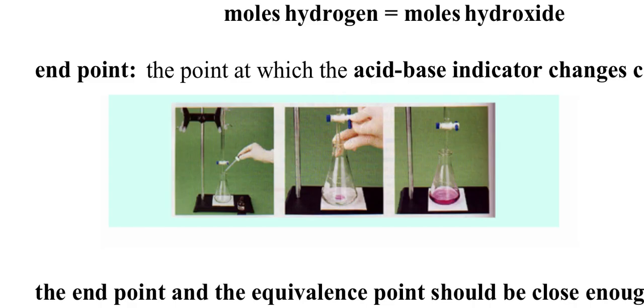In the photo here on the left, you can see the indicator being added to the acid that is in the flask, and the base is in the burette. In the middle photo, they are carefully adding the base to the acid. You can see it start to turn pink. And then on the photo on the right, we've added enough base to neutralize all the acid in the flask. We have a slight pH change, and then the acid-base indicator changes color. It goes from colorless on the left to pink on the right.